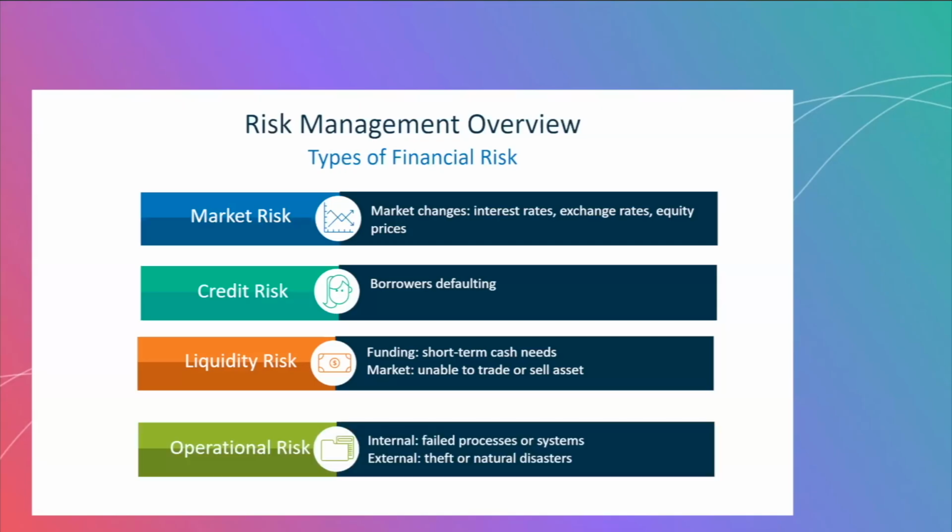And then there are, last but not the least, the operational risks, which are like your internal failed processes or systems, certain problems within the way you are conducting your business, or while conducting the business, there are some external risks as well, let's say, bank robbery or a theft or a natural calamity or a natural disaster. So broadly, whatever we discussed in the previous slide could be classified into four broader kinds of risks: market risk, credit risk, liquidity risk, and operational risk.